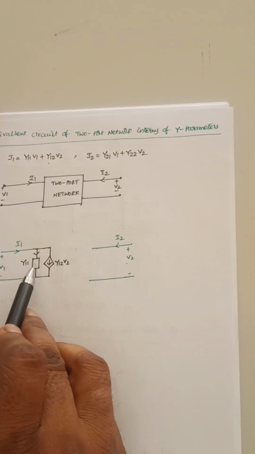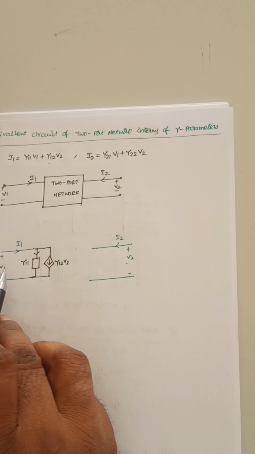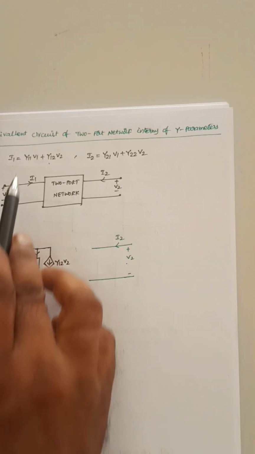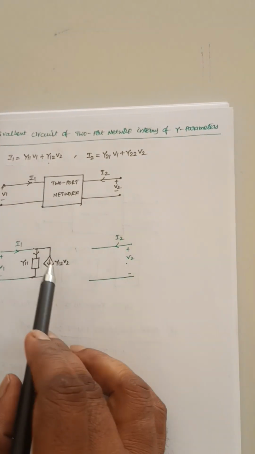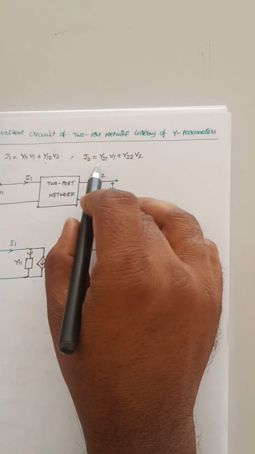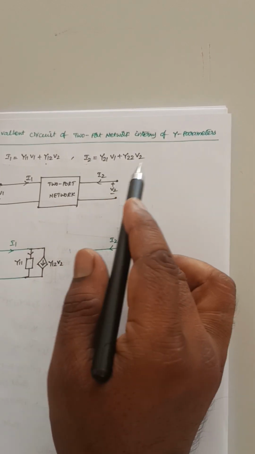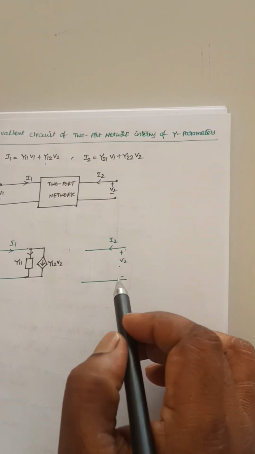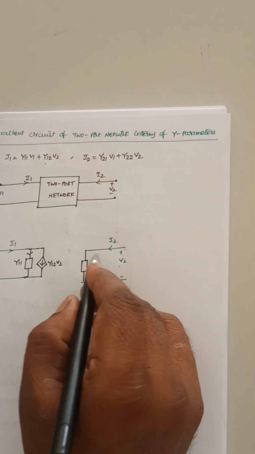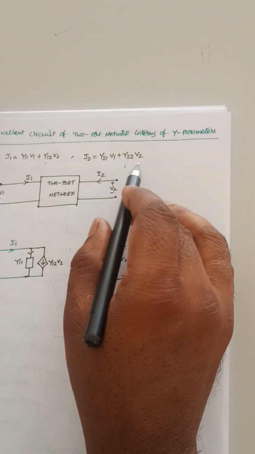Now this I1 is equal to this current, which is the voltage across this element times the admittance. Voltage across this element is V1 and admittance is y11. So V1 into y11, this current, plus this current, y12 into V2. Similarly, for this equation also, I2 is equal to this current plus this current. So here this is y22 V2. So now let me draw this y22. The voltage across this one is V2, and the current flowing through this is V2 into y22.